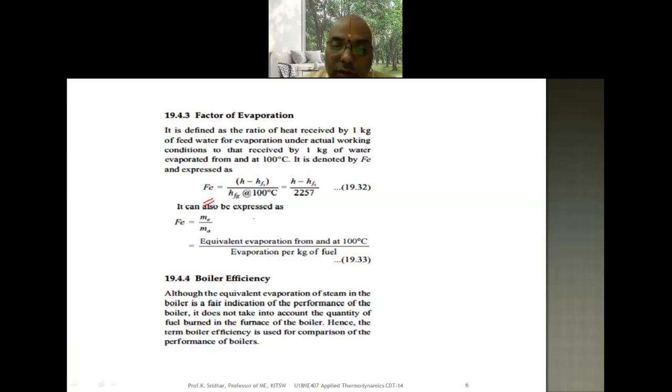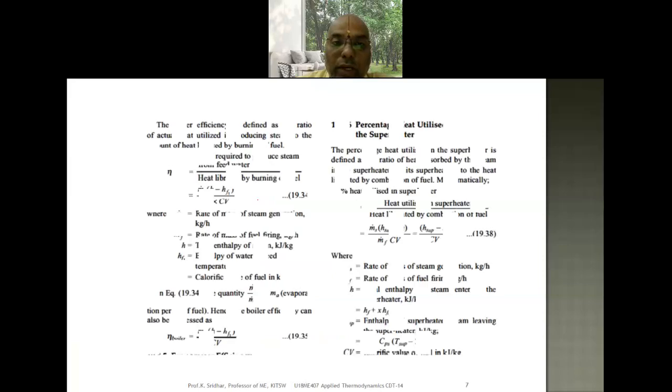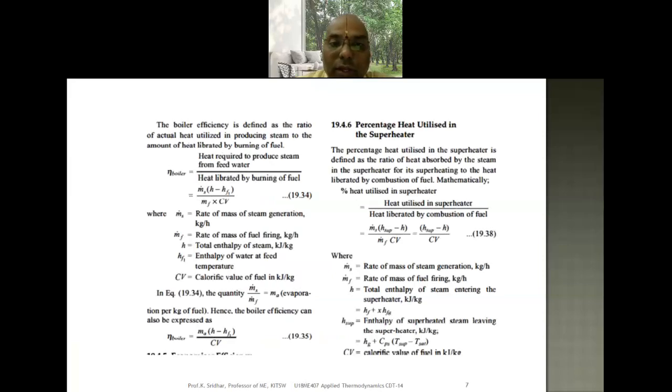So the important one is the performance of the boiler, which will be measured with the help of the boiler efficiency. How to calculate the boiler efficiency? The boiler efficiency formula here is heat required to produce the steam from the feed water divided by heat liberated by burning of the fuel. That is simply output by input. Output from the boiler is the steam and input is the fuel we are burning. So how much fuel we are burning to produce the given quantity of steam from the feed water. That is nothing but m dot s into H minus HF1, which is the numerator.